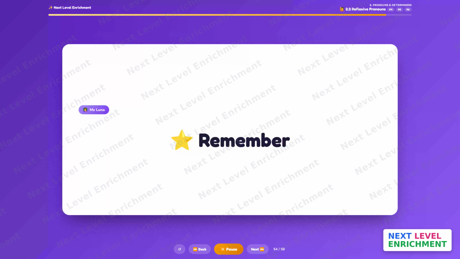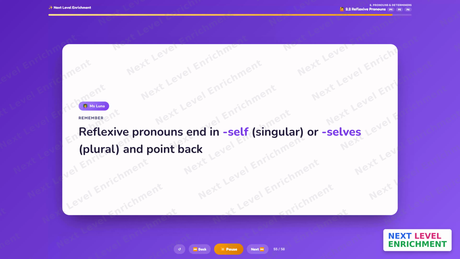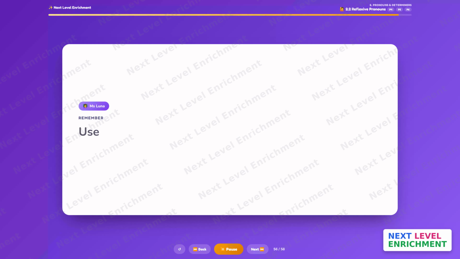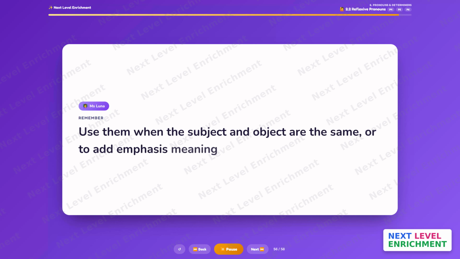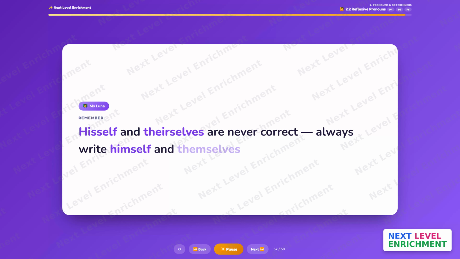Let's remember the key points. Reflexive pronouns end in self, singular, or selves, plural, and point back to the subject. Use them when the subject and object are the same, or to add emphasis meaning and no one else. His self and their selves are never correct. Always write himself and themselves.